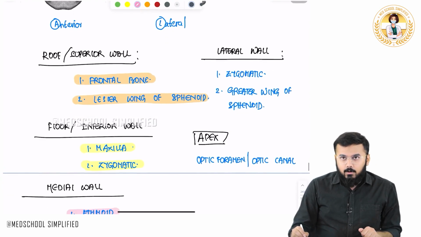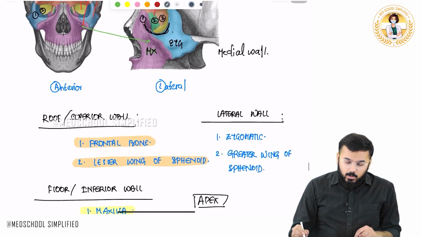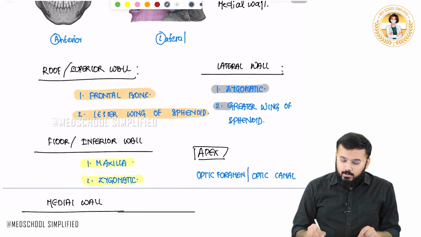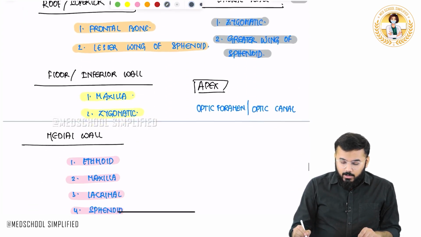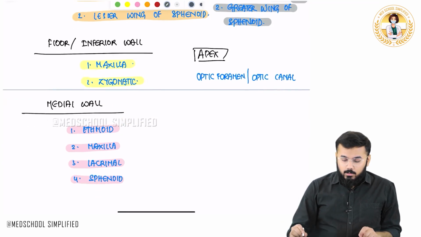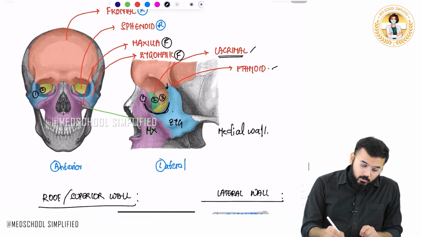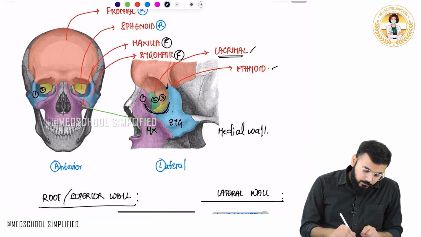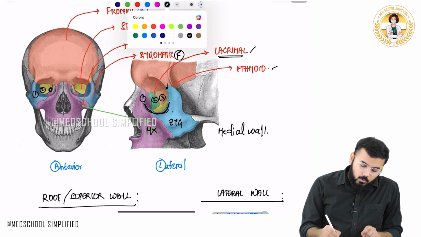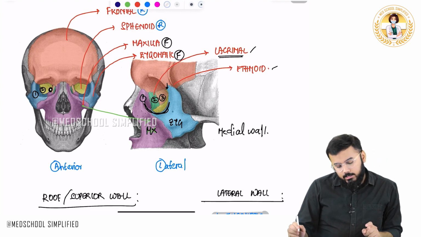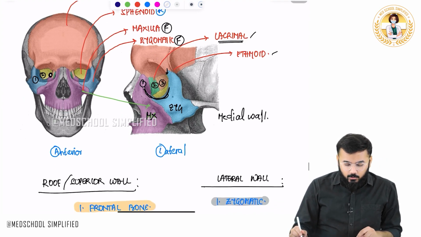Next, coming to the lateral wall. Lateral wall is formed by what? Lateral wall is formed by, one is called as a zygomatic, another one is called as a greater wing of the sphenoid. And lastly, we have got apex or the apical region. See, this is the apical region where you have a small foramen here. See, this is the apex like this, right? So in this apex, you have got a small foramen like this, and this foramen over here is called as your optic foramen.